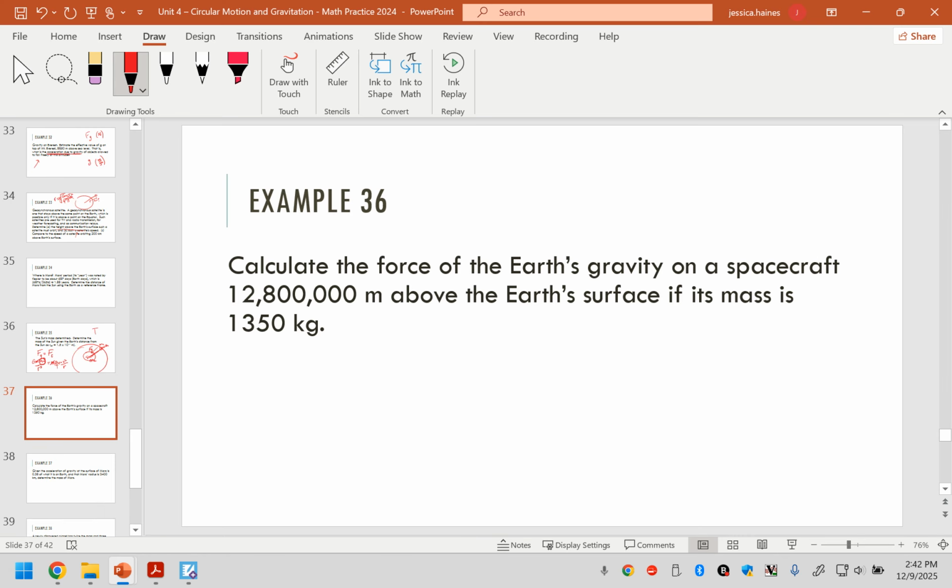Question 36, let me see, I've lost track. I would suggest going through all these problems, checking as you go. Again, this one's asking for the force of the Earth's gravity. So you're probably going to be using that first equation. Force of gravity is big G m1 m2 over r squared.